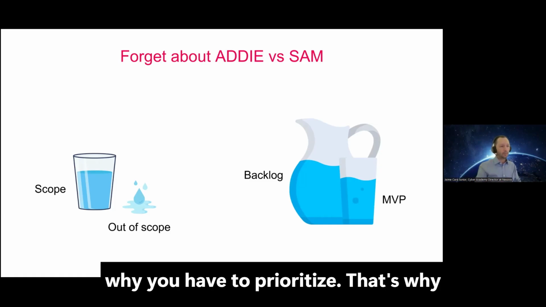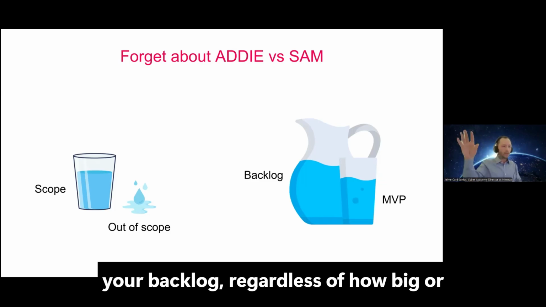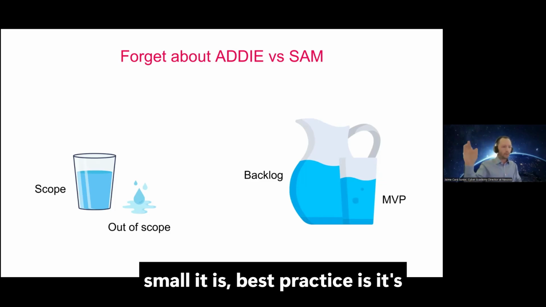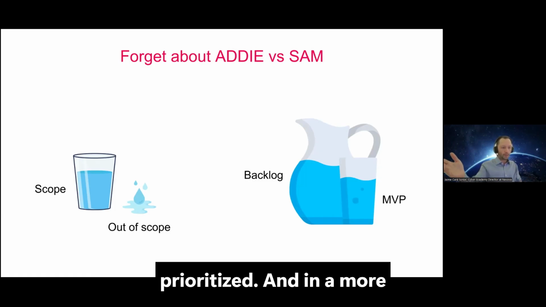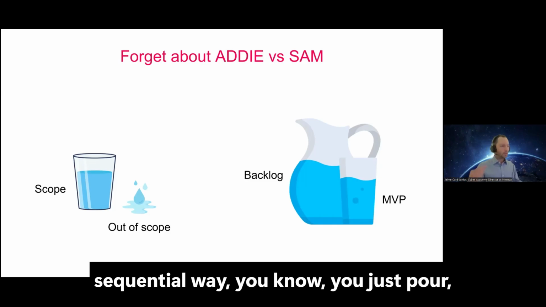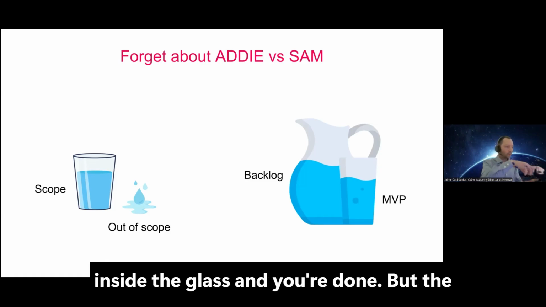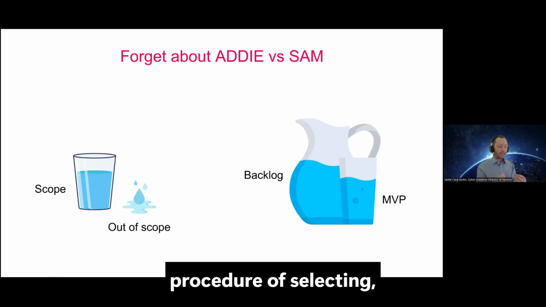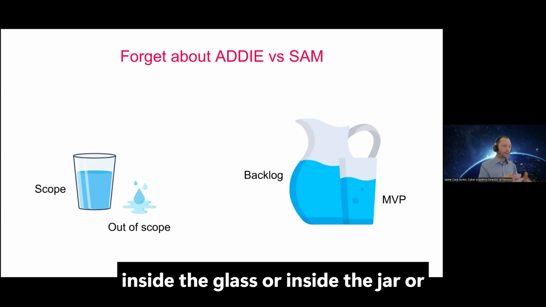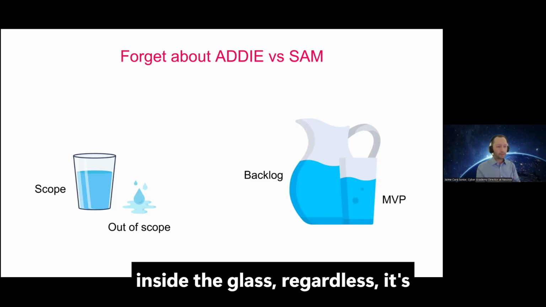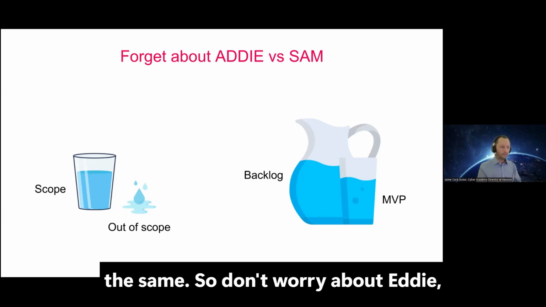So that's why you have to prioritize. That's why your backlog, regardless of how big or small it is, best practice is it's always scoped, well described, and prioritized. And in a more sequential way, you just pour whatever you have to pour inside the glass and you're done. But the procedure of selecting, describing, and prioritizing stuff to be inside the glass or inside the jar or inside the glass, regardless, it's the same.